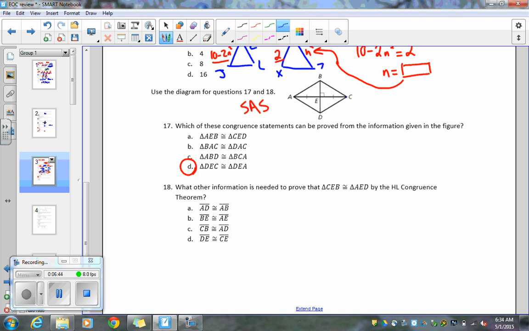So CEB, which is that right there, and AED. What other information do I need? Well, HL means hypotenuse. These both have right angles, and I already have a leg that's congruent. So I need to know if my hypotenuse is congruent. So AD and BC. All right, AD and CB. That's it, which is number 18.